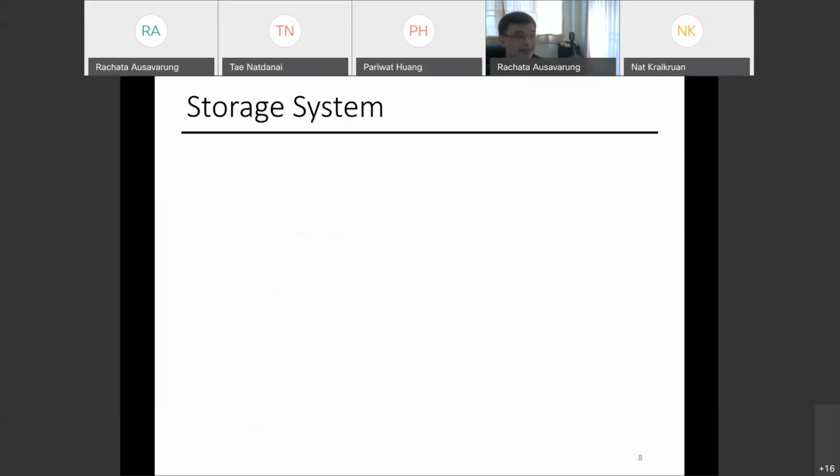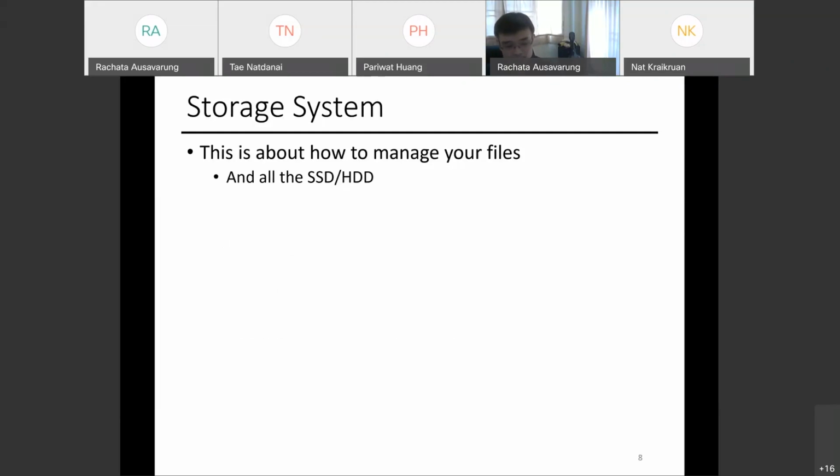Storage systems are basically how to manage the hard drive storage devices to make sure that they run fine, right? How many of you have a drive that get broken and you lost all your data?